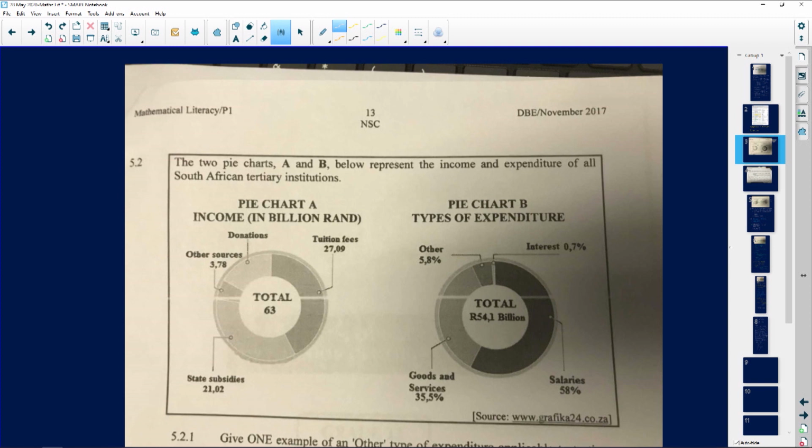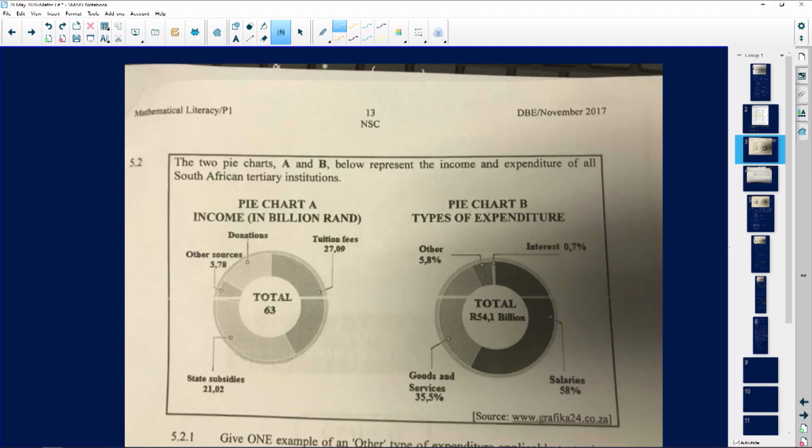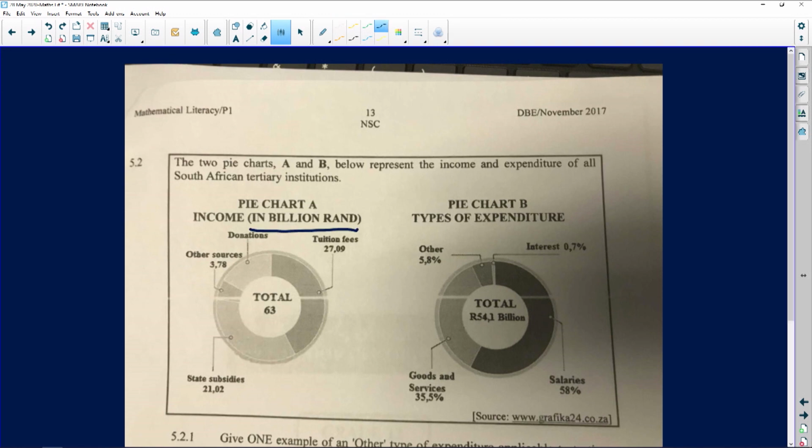I am not going to be answering the questions on this, but I'm going to just explain what is happening in this particular place. Like I said to you guys, it is really, really important how to represent and how to calculate based on representations. So the pie charts are given in billions of rands all over again. So you know the income and expenditure of this tertiary institution and what's happening with it. The income of the tertiary institutions is 63 billion and the expenditure is 43.1.